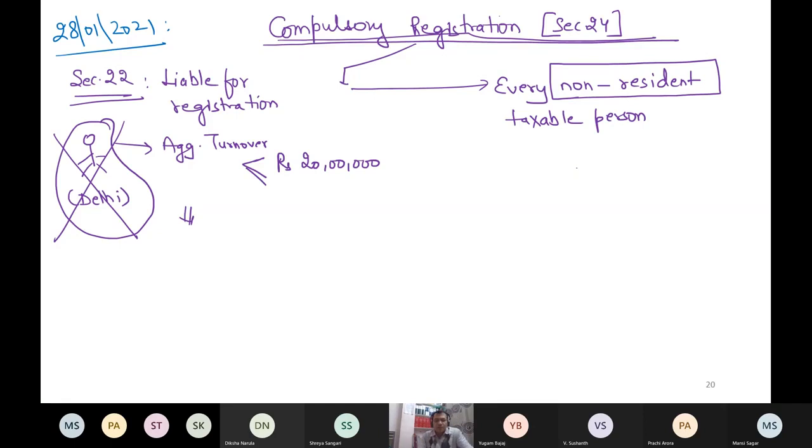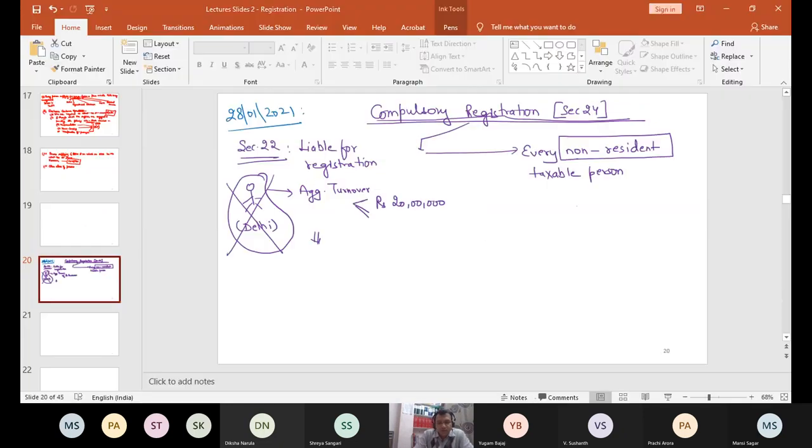Please raise your hand if the point is clear. If not, then you can ask me the doubt. In 22, I become liable when I fulfill some condition, like aggregate turnover, a very easy example. But in 24, by default, you are supposed to take GST registration, even if your aggregate turnover is only 1,000 or 10,000 rupees.